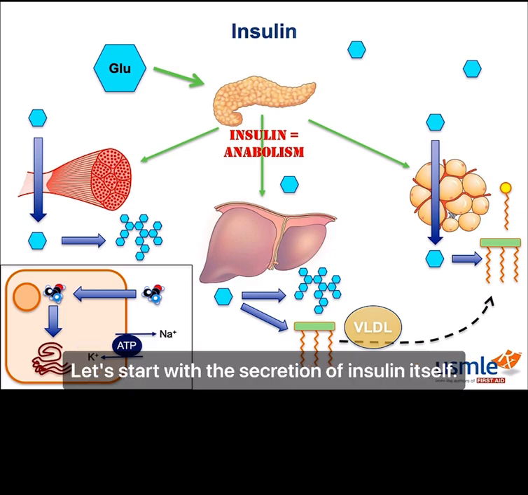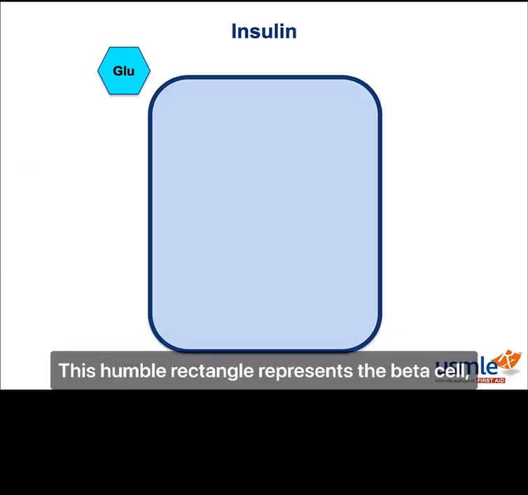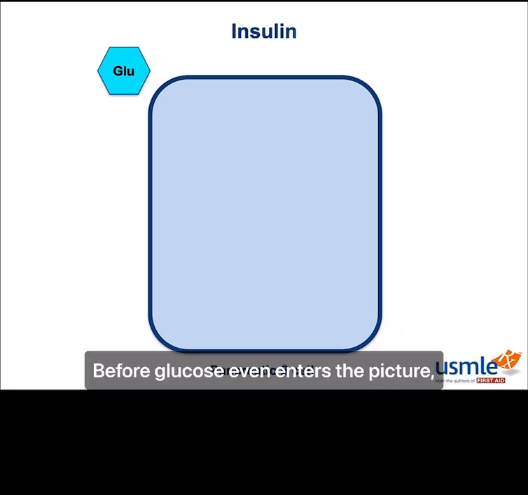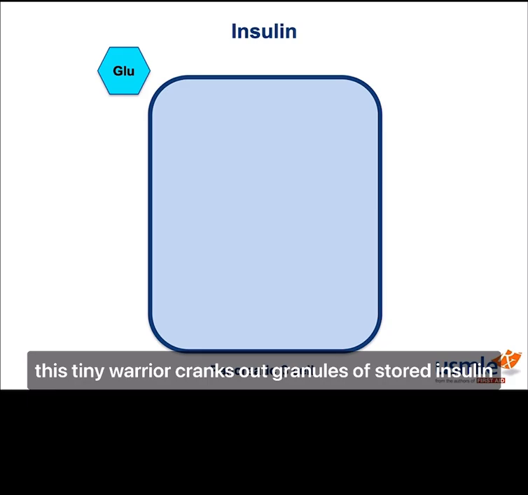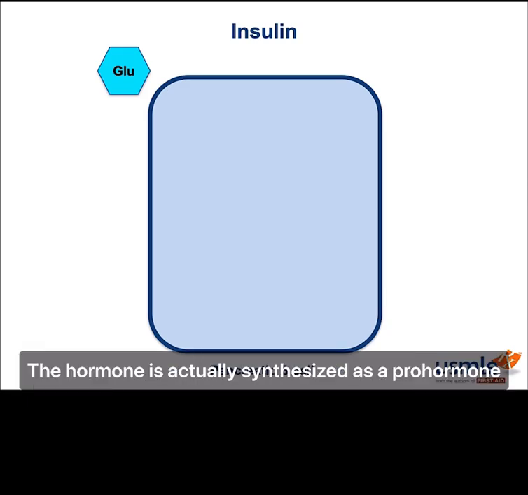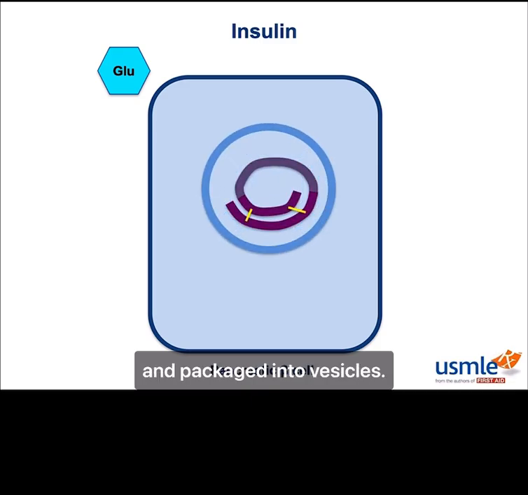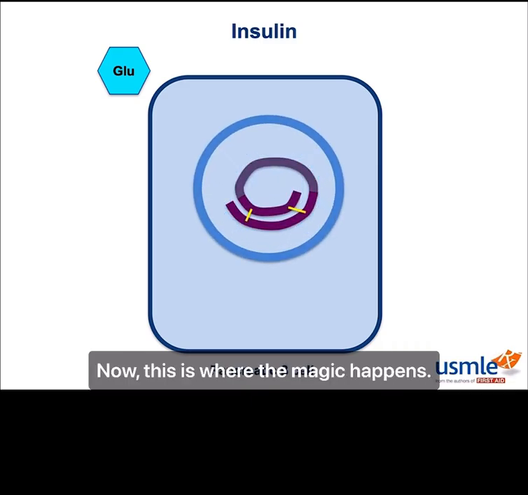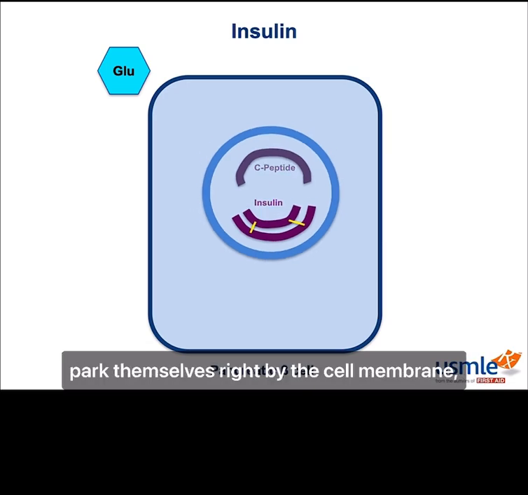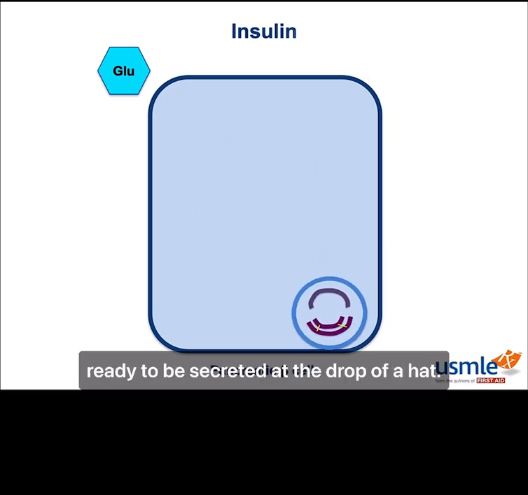Let's start with the secretion of insulin itself. This humble rectangle represents the beta cell, the place where it all begins. Before glucose even enters the picture, this tiny warrior cranks out granules of stored insulin day and night. The hormone is actually synthesized as a prohormone and packaged into vesicles. Now this is where the magic happens. Inside the vesicles, proinsulin is cleaved to form active insulin and the inactive C-peptide. These granules full of insulin and C-peptide park themselves right by the cell membrane, ready to be secreted at the drop of a hat.